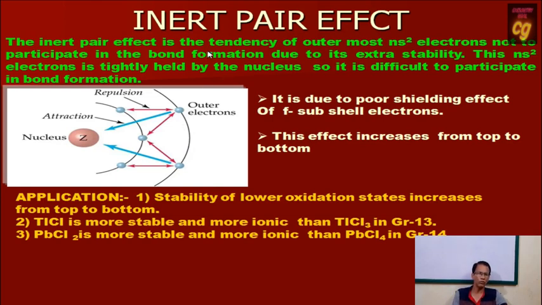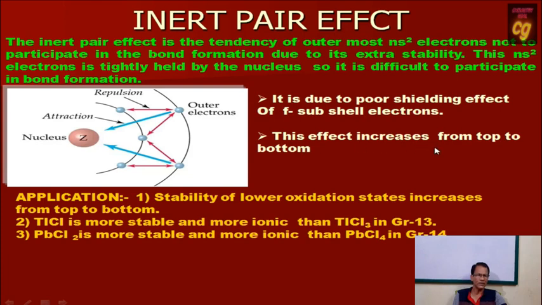So generally the outermost s electrons, s has capacity 2, so the outermost ns2 electrons do not take part in bond formation. This effect is called the inert pair effect, and it is due to the poor shielding effect of the f subshell. Already I have told you, when f subshell electrons are available between the outermost electron and the nucleus, the f subshell has very poor shielding effect, so the nucleus will attract the outermost ns2 electrons with a greater force. That's why the ns2 electrons have very little tendency to participate in bond formation.